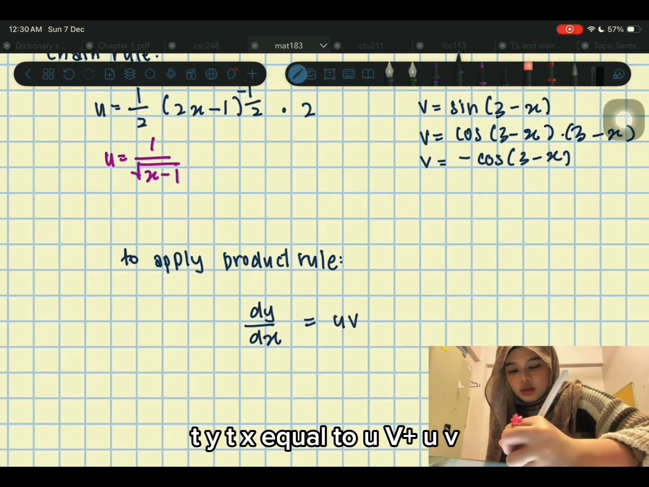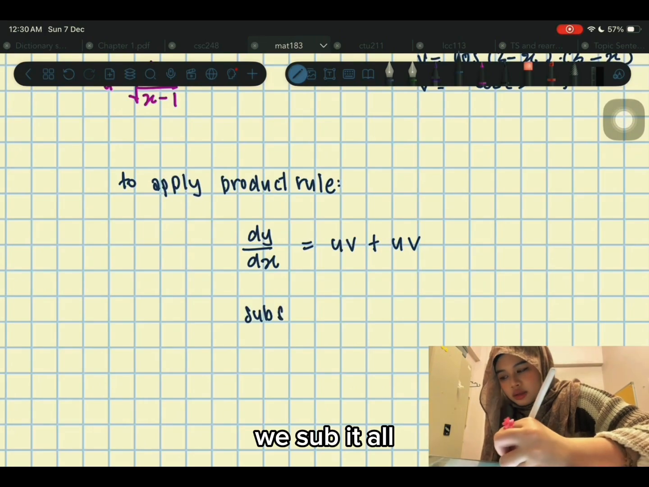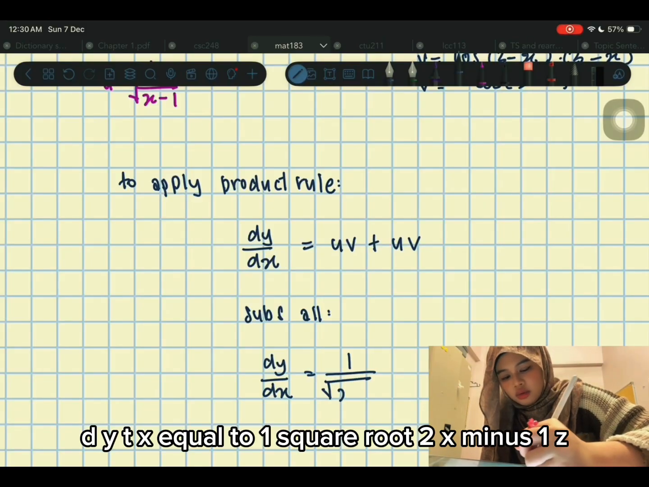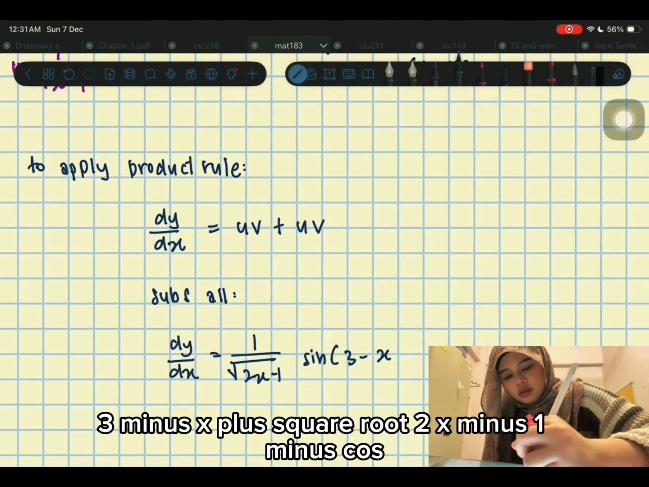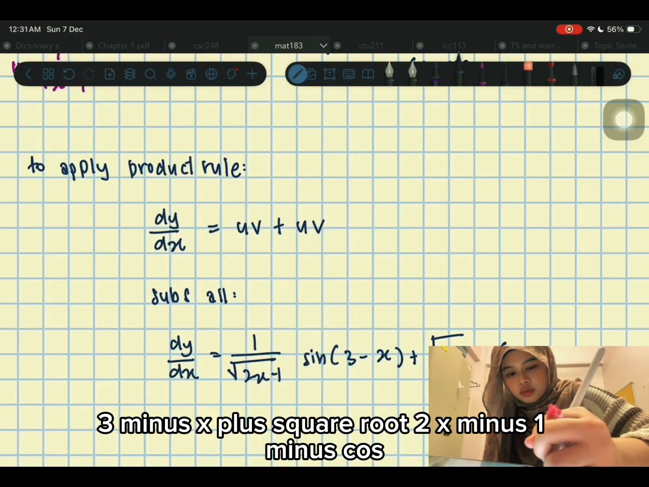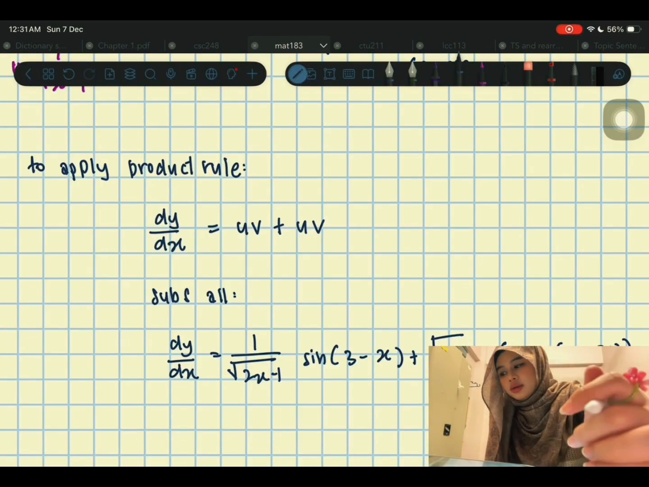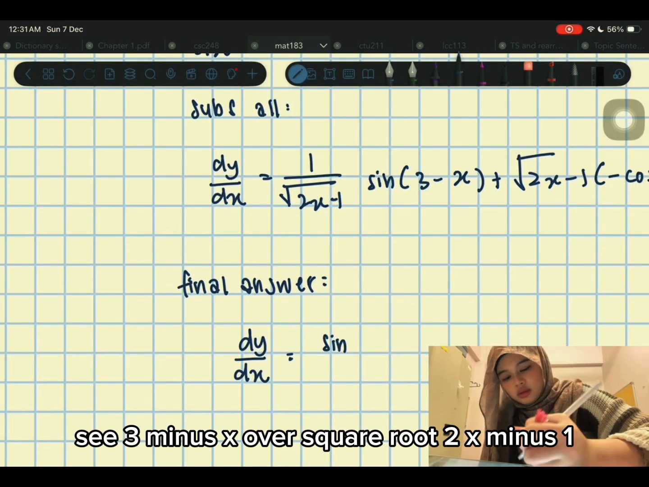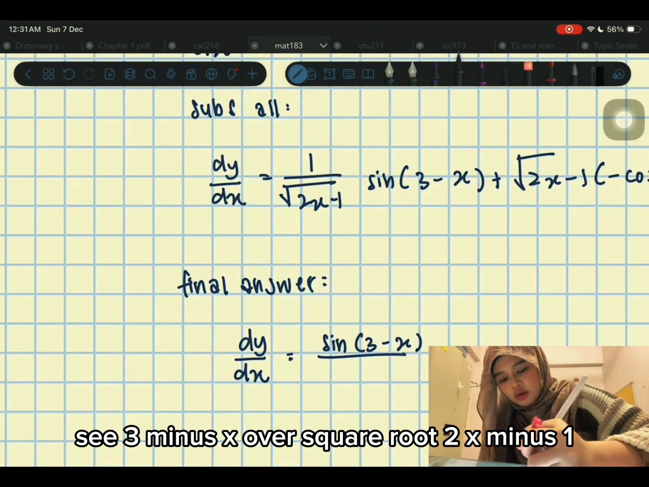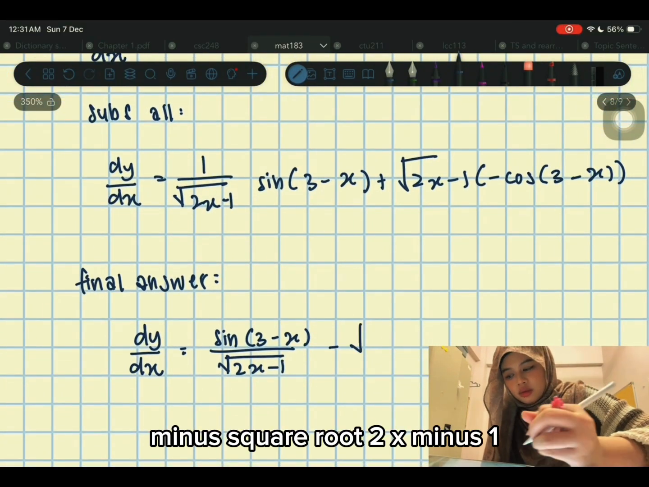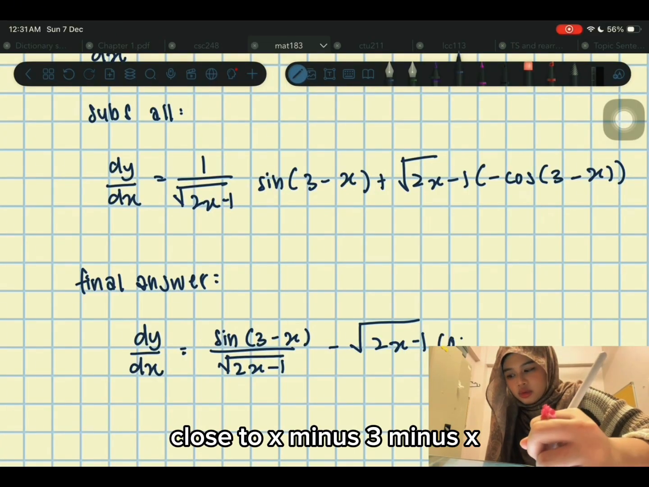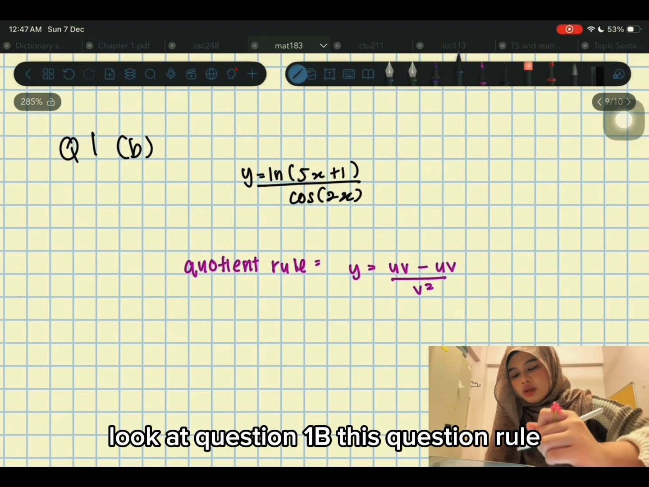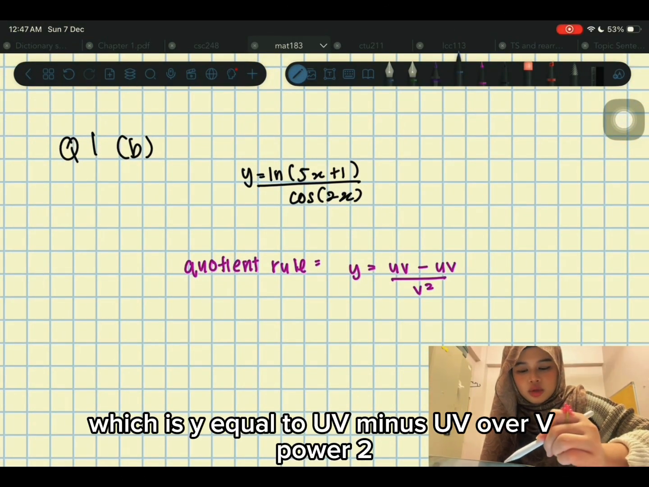dy/dx equal to u'v plus uv'. We substitute it all in: dy/dx equal to 1 over the square root of 2x minus 1 times sin(3 minus x), plus the square root of 2x minus 1 times minus cos(3 minus x). Then dy/dx equals sin(3 minus x) over the square root of 2x minus 1, minus the square root of 2x minus 1 times cos(3 minus x). That's the final answer.